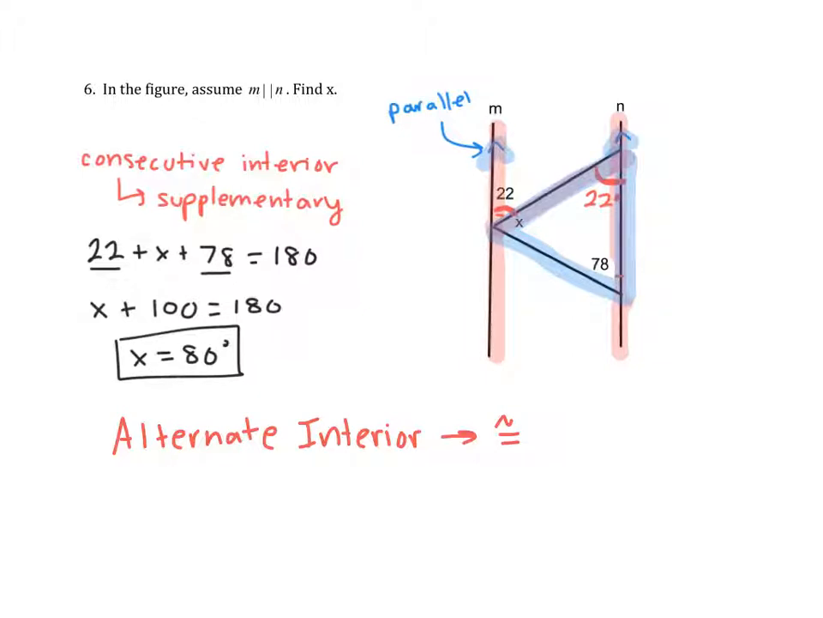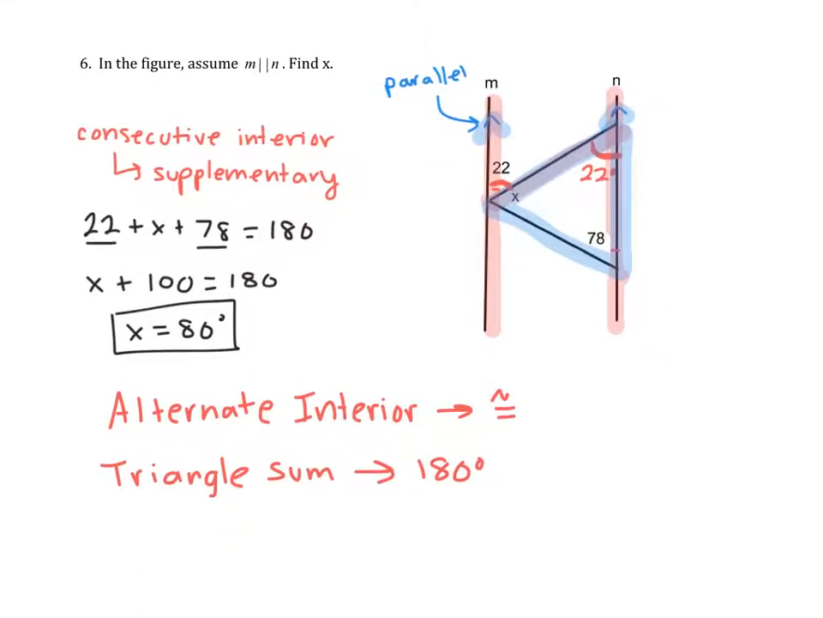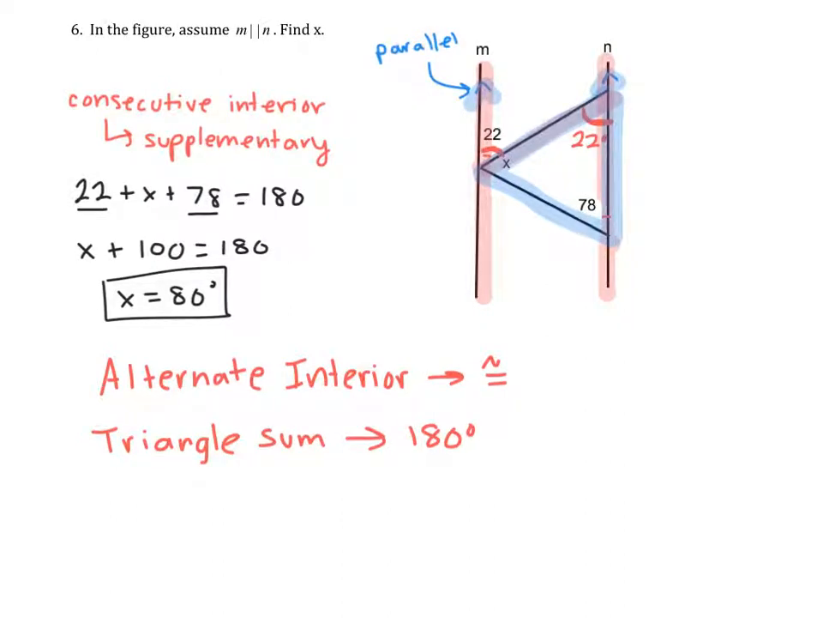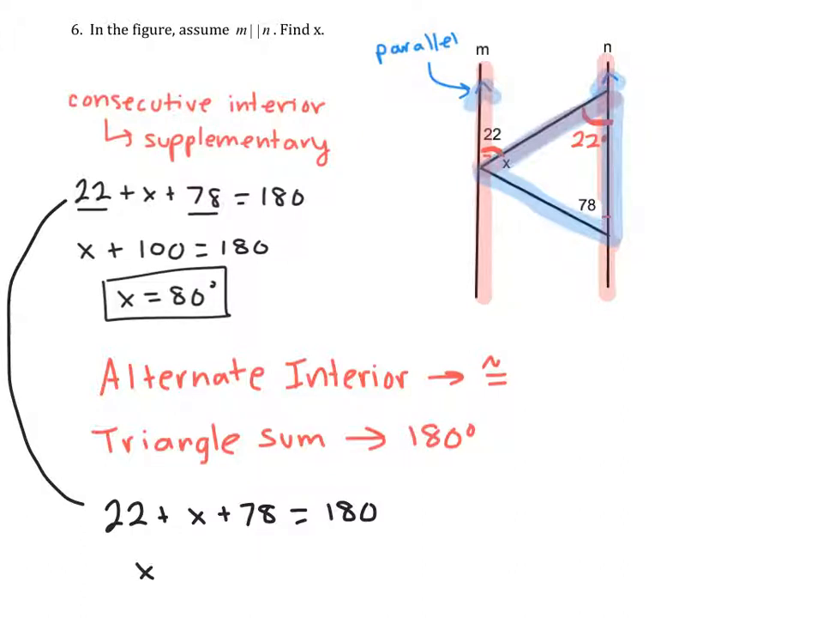So hopefully you remember that the angles of a triangle should add up to 180. That was called the triangle sum theorem. The sum of the angles, once again, should be 180 degrees. So then we can use that fact to create an equation. So we have 22 plus x plus 78 equals 180. You'll notice that we end up with the exact same equation that we have above.